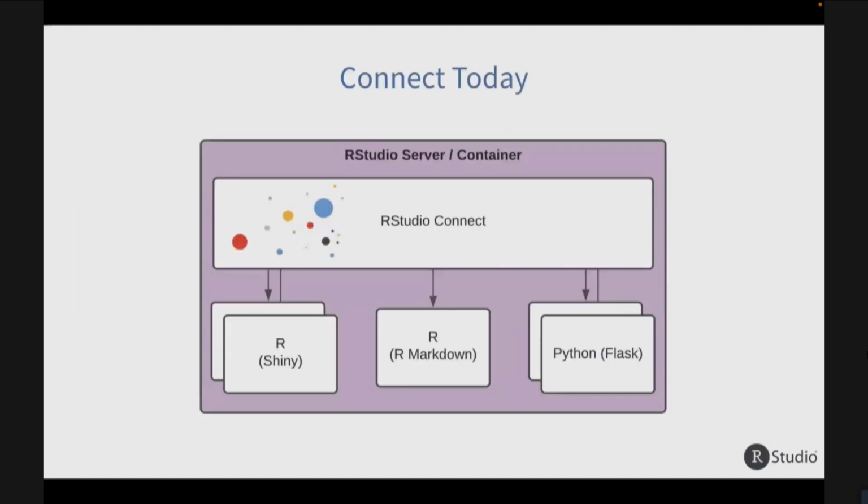Under the hood, Connect allows you to do some really cool stuff. You can run multiple versions of R and Python. You can now run multiple versions of Quarto as well on the single server. And your applications, your documents, your APIs, everything that you create and publish to Connect, all of those things are sandboxed apart from one another so that you can run those different versions of packages for all of your content.